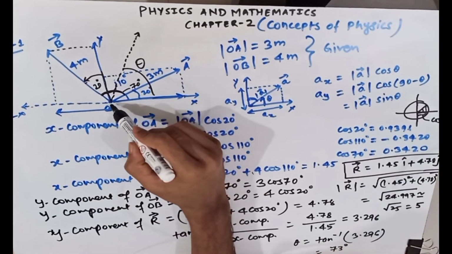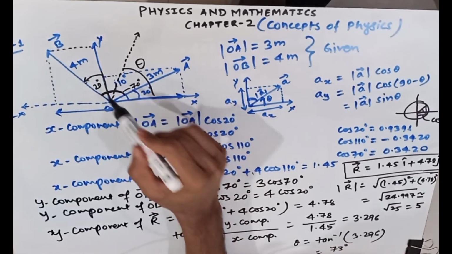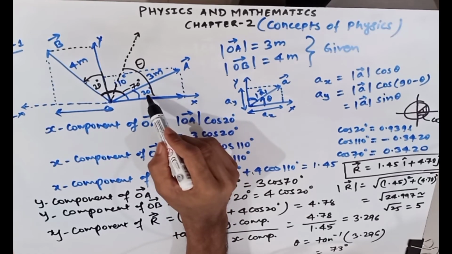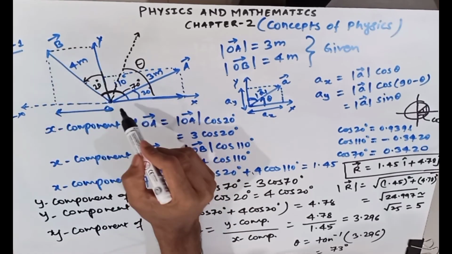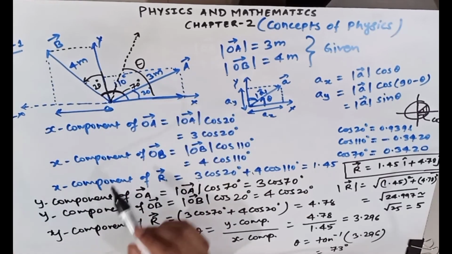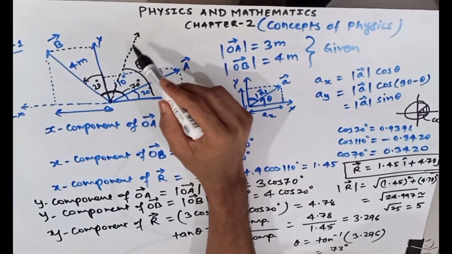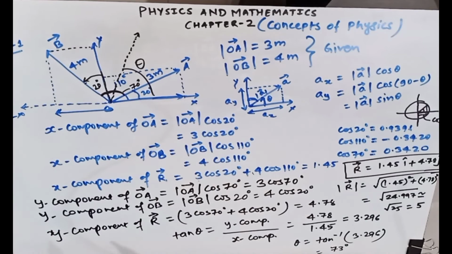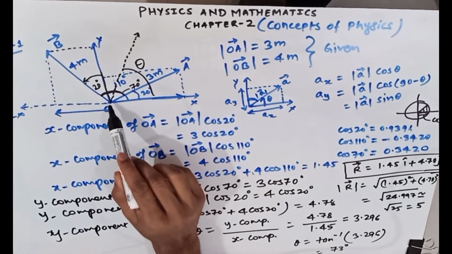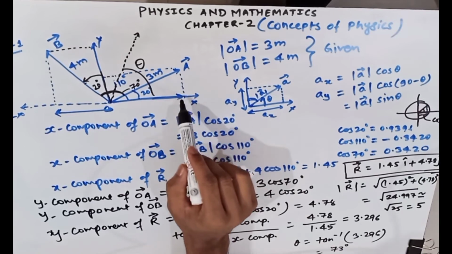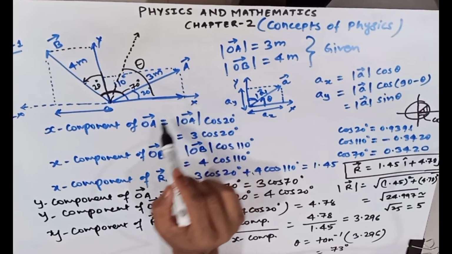So we have been given two vectors, vector A and vector B. How much angle they are making with the x-axis is also given. Vector A is making an angle of 20 degrees with the x-axis, vector B is making an angle of 110 degrees with the x-axis. Their magnitudes are also given, and we need to find the resultant vector of these two vectors, A and B. So the approach we followed is that we decomposed these vectors. We found the projection of vector OA along the x-axis.